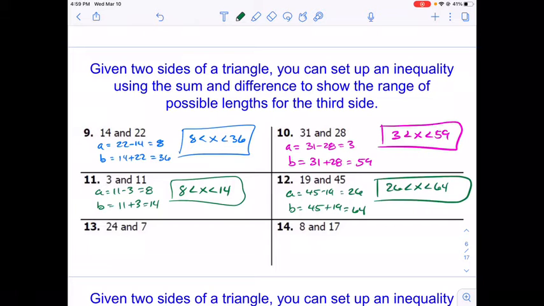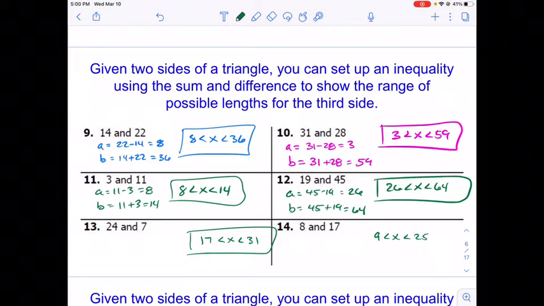All right, you guys try the last two. Try 13 and 14. Pause the video and come back and check your answer when you're done. Well, hopefully you're able to get 17 is less than x, which is less than 31. And then for number 14, you're going to get 9 is less than x, which is less than 25.